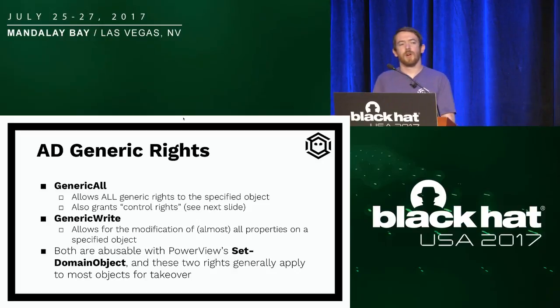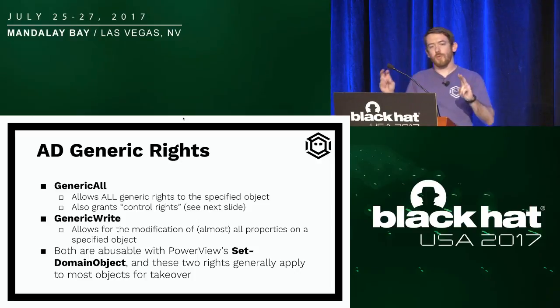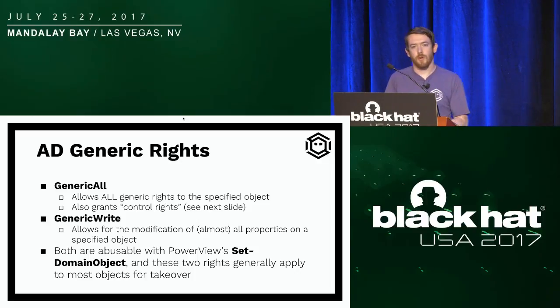Then there's a few generic rights that are applied to pretty much all the objects we talked about. So those are the object-specific takeover rights. These are the generic ones. Generic all grants us all rights. Pretty simple. It also grants control rights, which we're going to talk about on the next slide. Generic write will allow us to modify almost all properties, everything but confidential properties on the object, everything except the things that are protected by that DS control access bit, that type of thing. These are both abusable with Set-DomainObject, and these two rights again apply to pretty much almost anything we talked about for takeover. And again, the paper has more specific details.